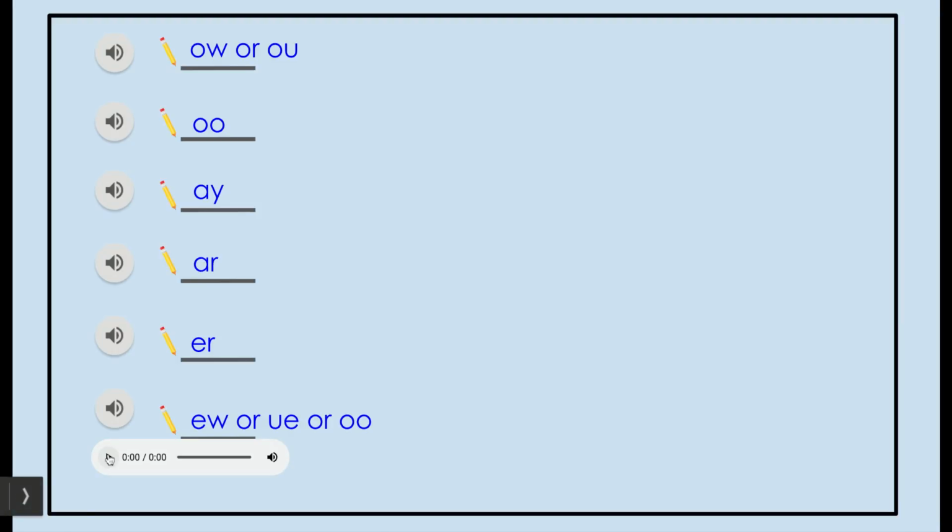Number 5, the letter pair ER. And the last sound, ooh, the letter pair EW or the letter pair UE or the letter pair OO. Any of those letter pairs would be correct for that sound.